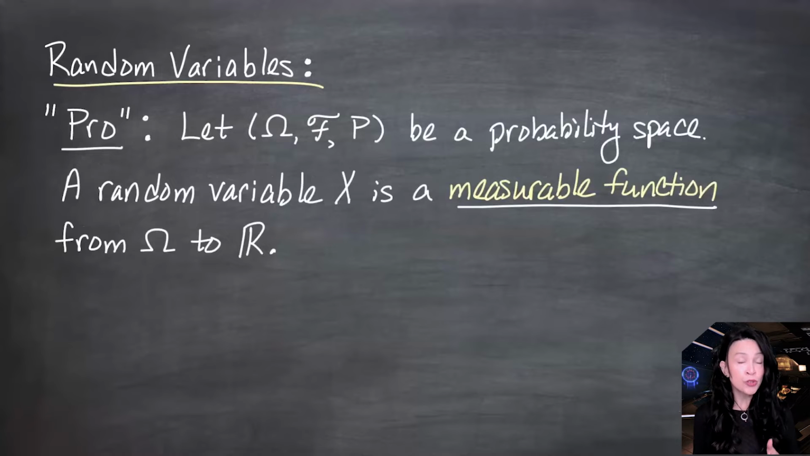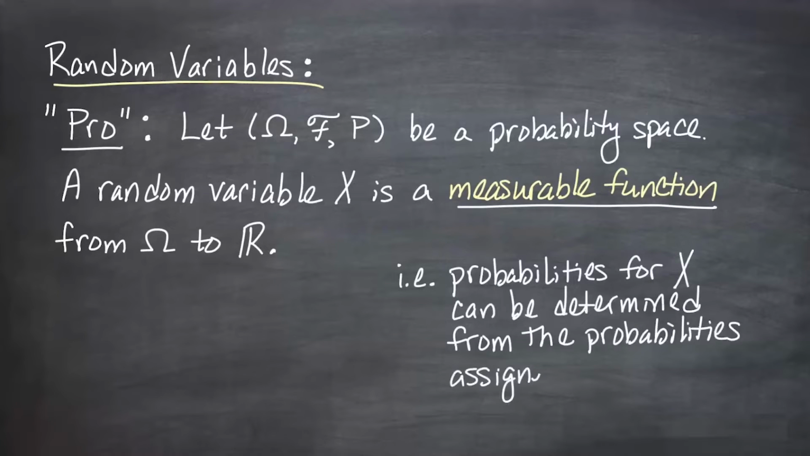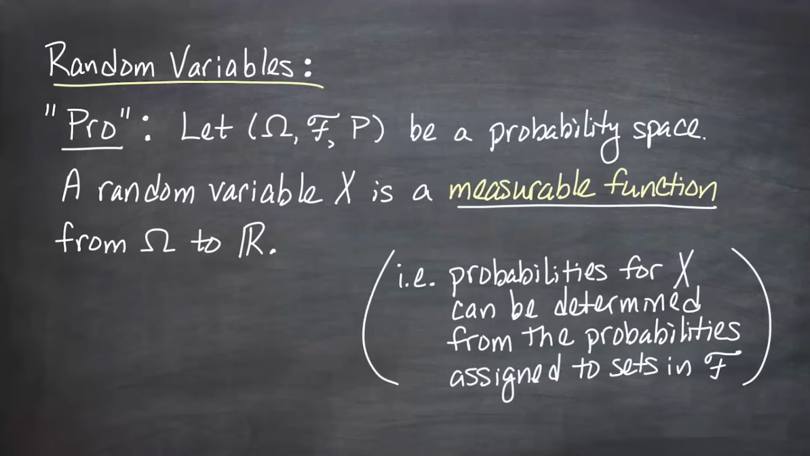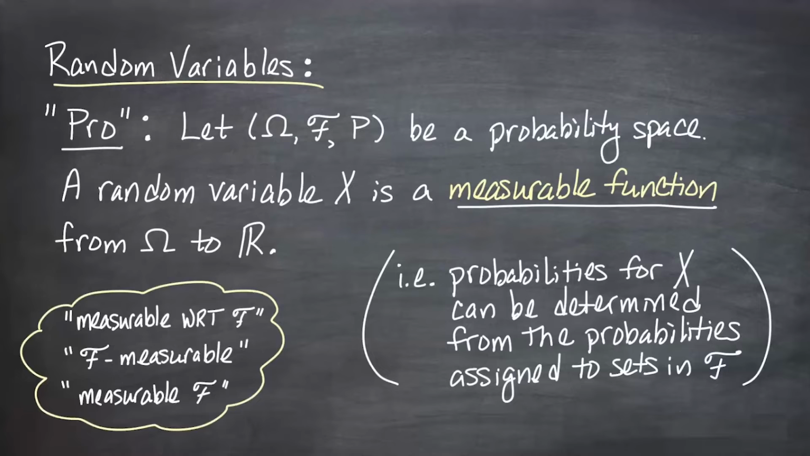I will define this more formally, but for now, I just want to say that the function X is measurable with respect to this space if any probability you want to compute for X can be gotten by looking at the appropriate set in the sigma field F. So I have examples coming up in just a moment, and I have a more formal definition of measurability, but this is what we mean when we say that X is a measurable function, and it is, as you see, with respect to a sigma field. So we might say measurable with respect to F, or F measurable, or even measurable F.